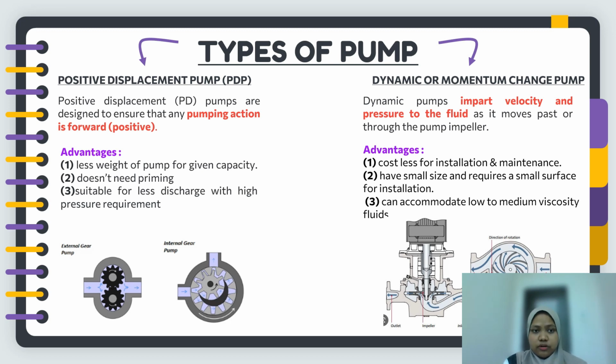The advantages of PDP are the less weight of pump for given capacity, it doesn't need priming, and it's suitable for less discharge with high pressure requirement. While for dynamic pump, it costs less for installation and maintenance, has small size and requires a small surface for installation, and the third one is it can accommodate low to medium viscosity fluids.